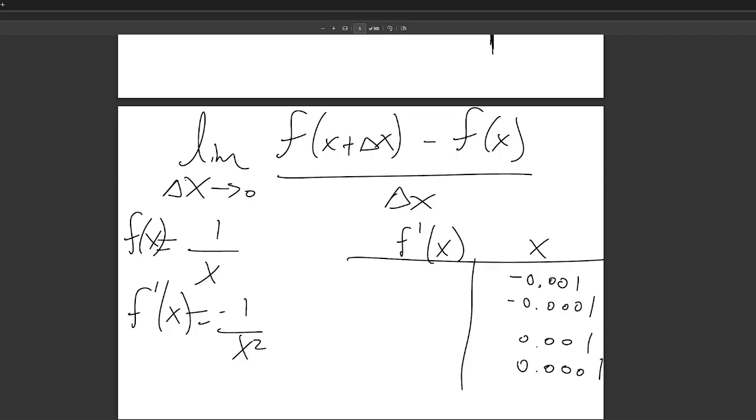So for negative 0.01, I got negative 1 million, and it just keeps getting bigger as you go smaller. Exactly. Effectively, what we say is the derivative is just diverging at zero. So it goes to negative or positive infinity. Okay, good.